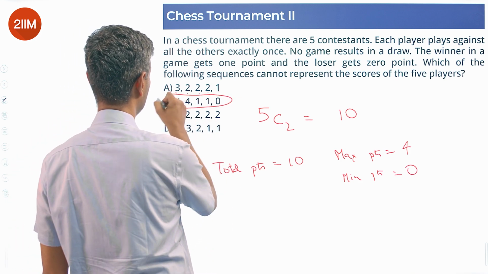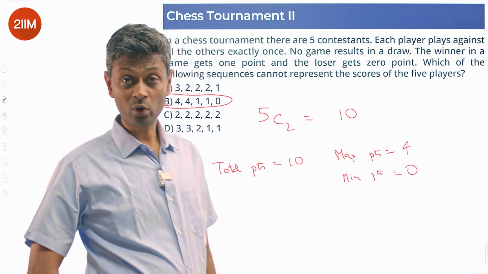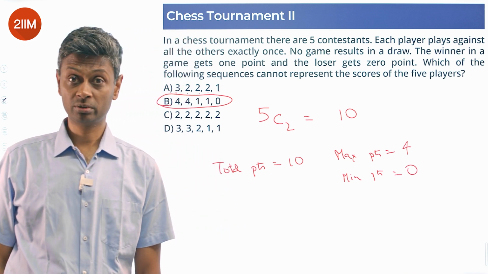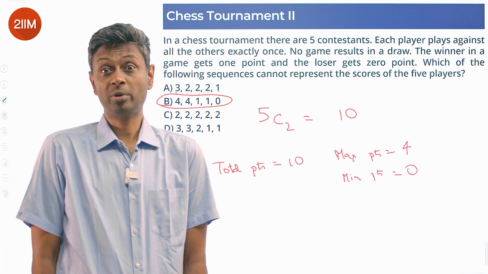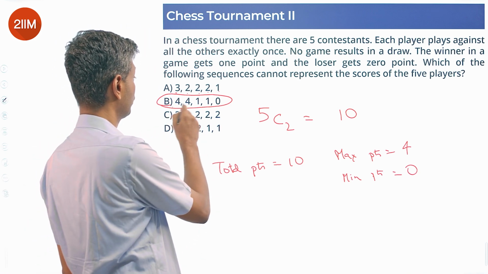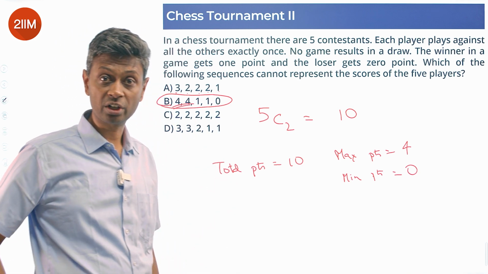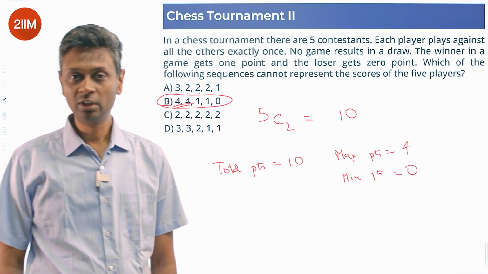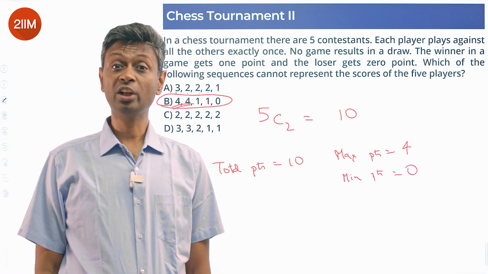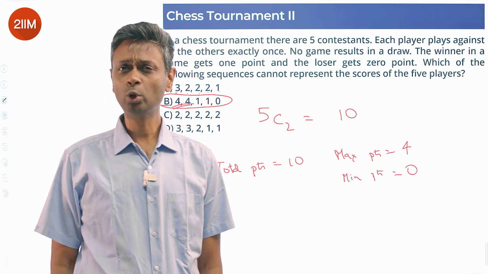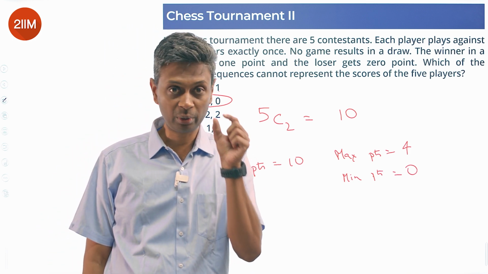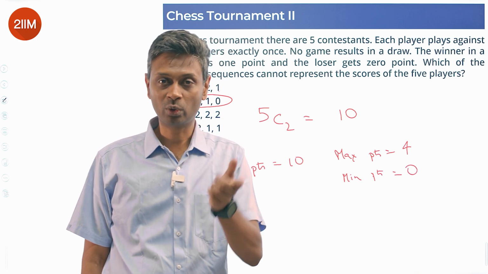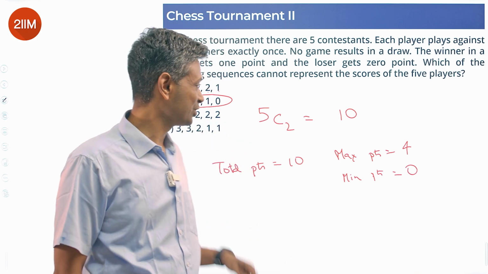Oops, this is wrong. A guy who wins 4 points has to win all 4 games. There cannot be another person who wins all 4 games. What would have happened to the game between these 2 fellows? Both of them cannot win all their matches. There is a match between the 2 of them, and either one could have won, not both. So this is straight away out.